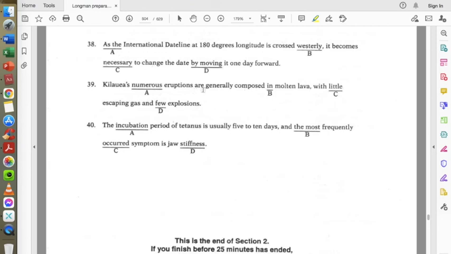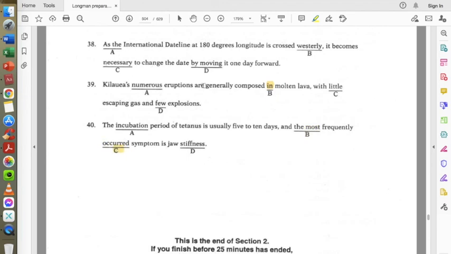39. Kilauea's numerous eruptions are generally composed of molten lava with little escaping gas and few explosions. And 40. The incubation period of tetanus is usually 5 to 10 days, and the most frequently occurring symptom is jaw stiffness. So we need "occurring" here.